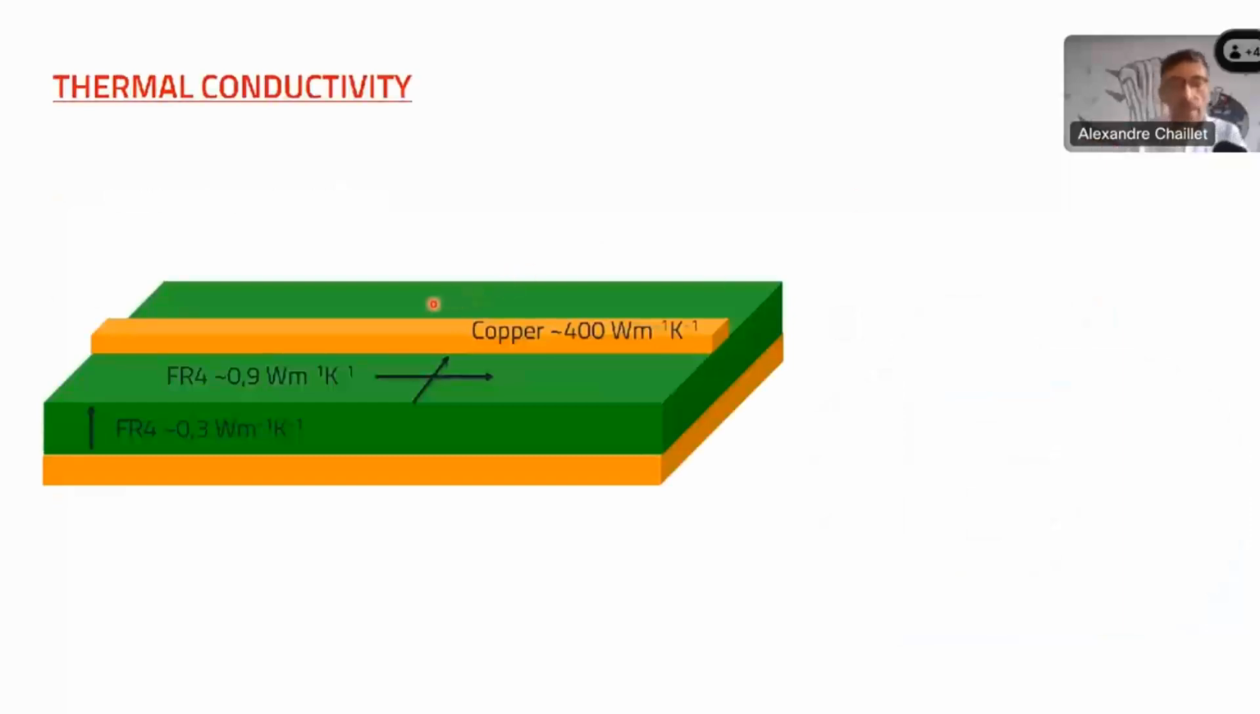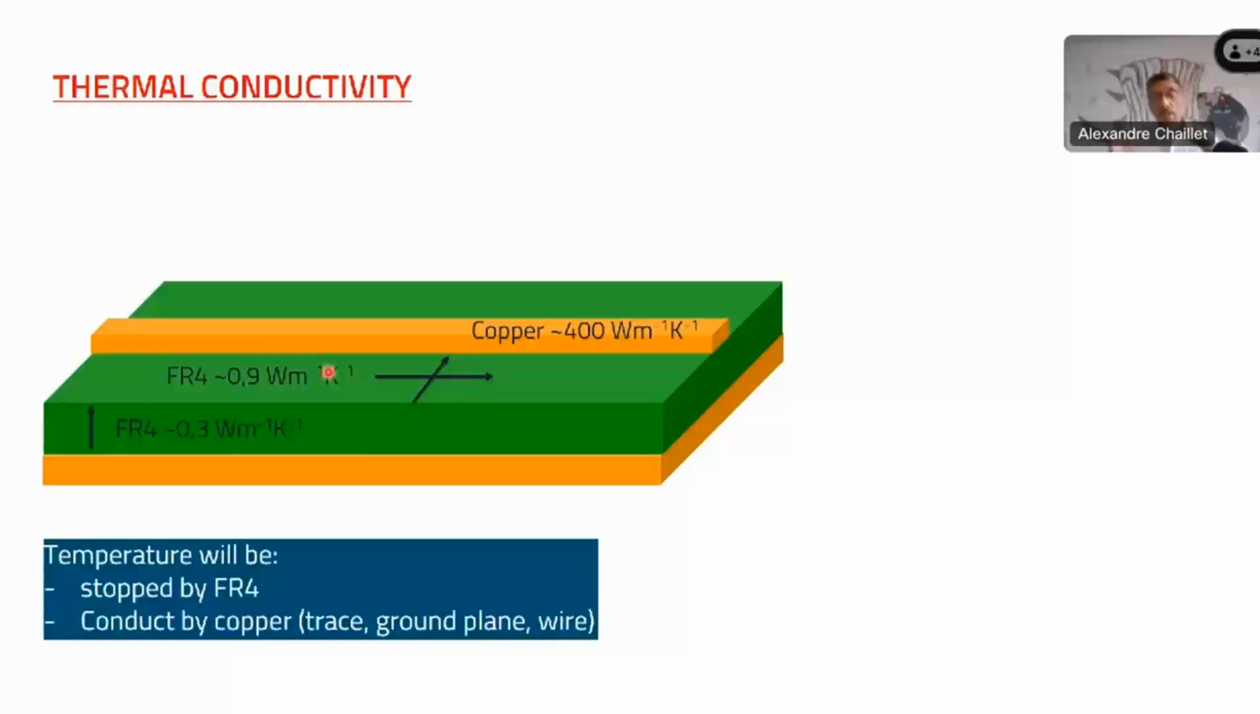A small reminder, copper has a thermal conductivity of 400 watts per meter per Kelvin, which is really good. But FR4 conducts heat very, very badly. So what does it mean? It means that the heat will be stopped by FR4 and very well conducted by copper. Copper means trace, ground layer, connector, and also the wires that go inside of the connector.